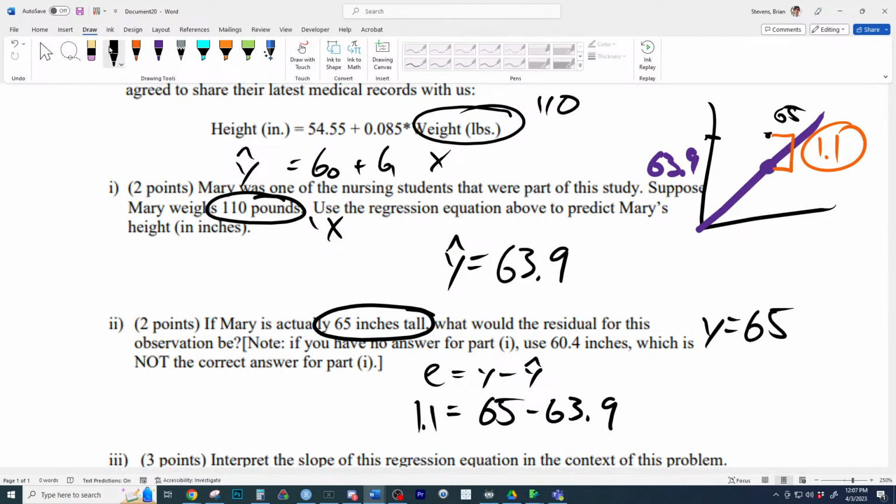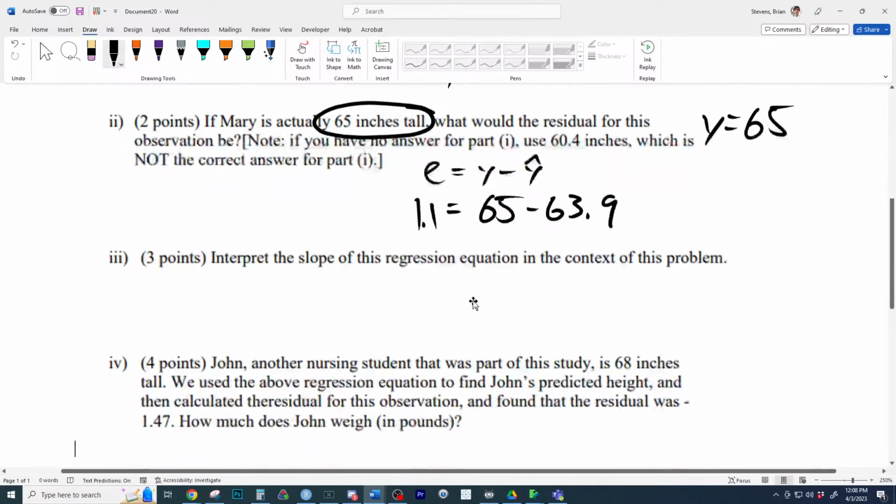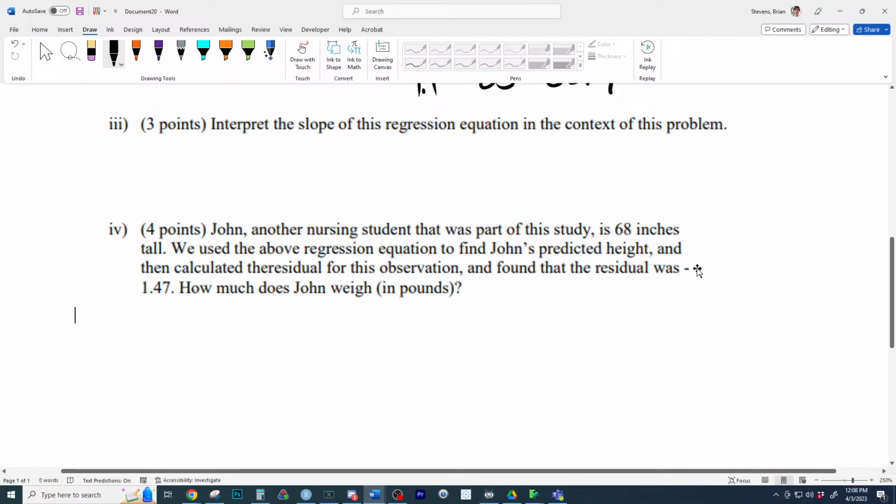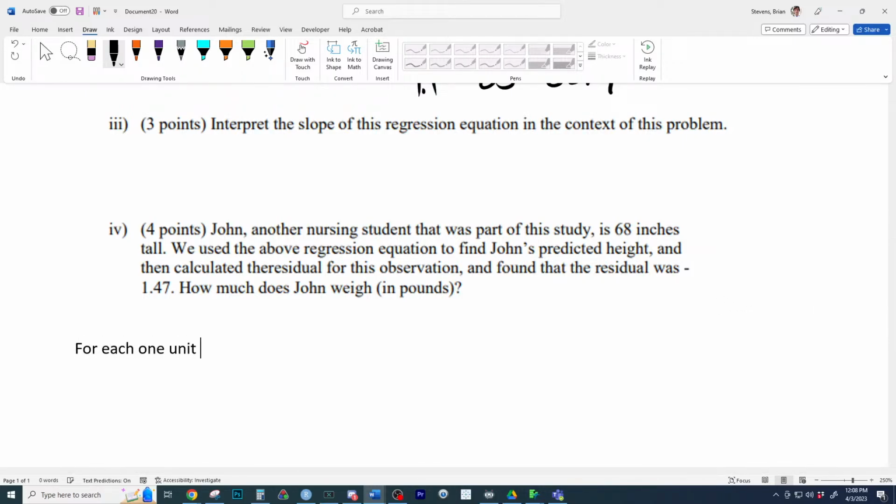And we could even put the value of X to show at 110 pounds for the weight, then she would have a predicted height of 63.9. Very important: interpret the slope of the regression equation. So the slope is going to be, for each 1 unit increase in X, we expect Y to increase by B1 on average. You will have to write this out.